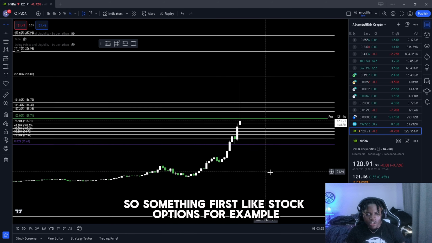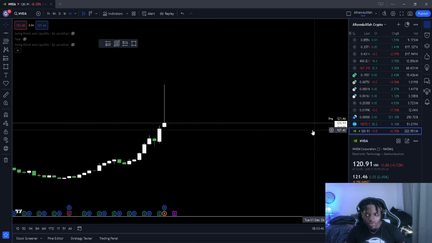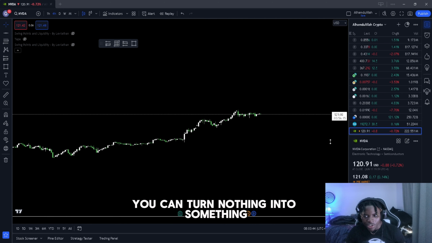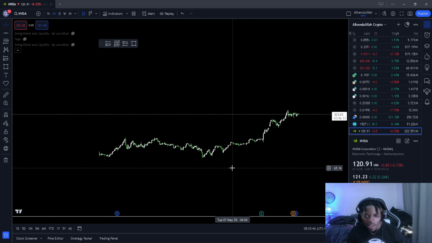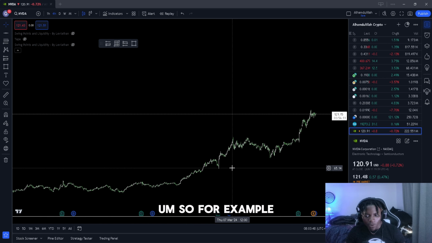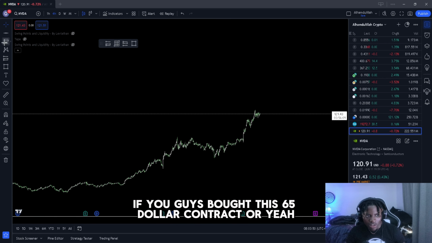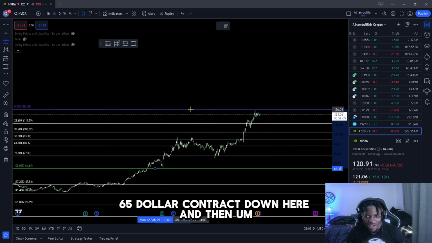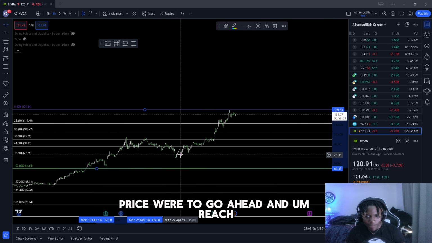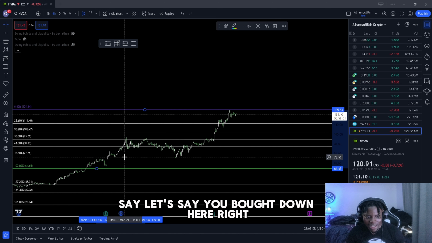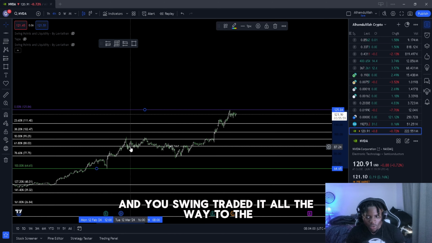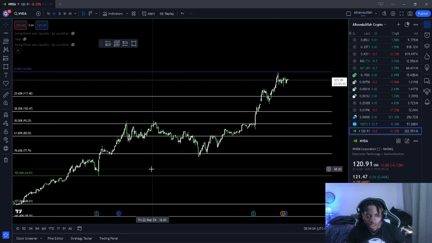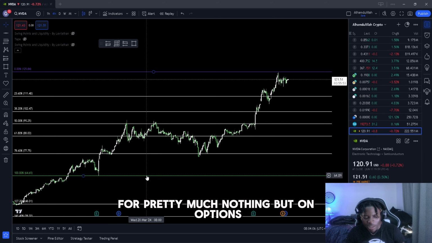So something first like stock options, for example. Now, if you guys were to swing trade stock options, the beauty of stock options is you can turn nothing into something. So for example, if you guys bought this $65 contract down here, and then price were to reach, let's say you bought down here, right, and you swing traded it all the way to the 78 strike price, right? You just bought these contracts for pretty much nothing.